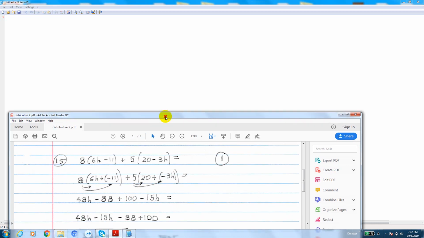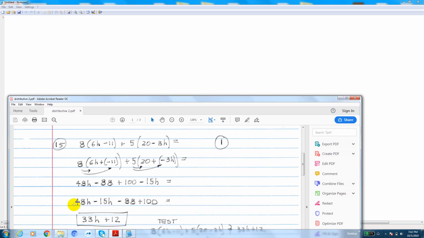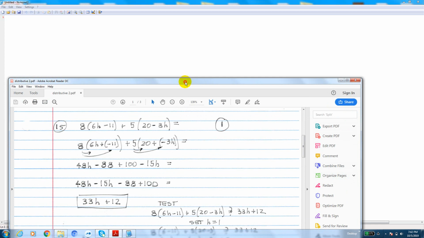And then you just combine terms, you put everything next to each other, and you combine terms. 48 minus 15, they're opposite each other, so you subtract them. So that would be a 33 with a positive sign, because 48 is bigger than 15. And here you do negative 88 plus 100, which would be 12. Let's see if I'm right. Yes, it's that way.